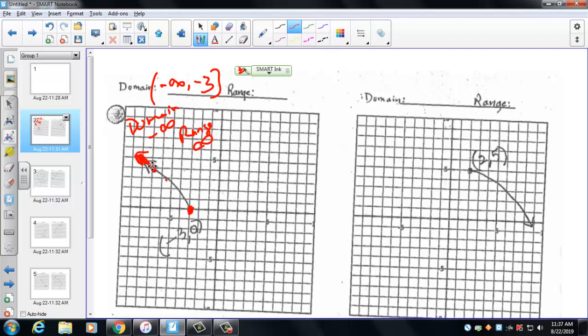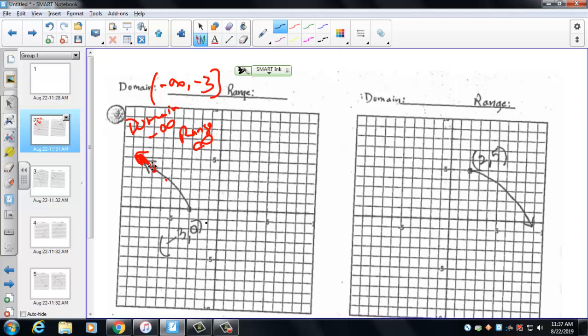That's it. Now, if it hit this point and continued on, well, now we got something that we can say positive infinity for. But if all it does is hit this point and then just quit, we say negative infinity to negative 3. Now, what's the range?